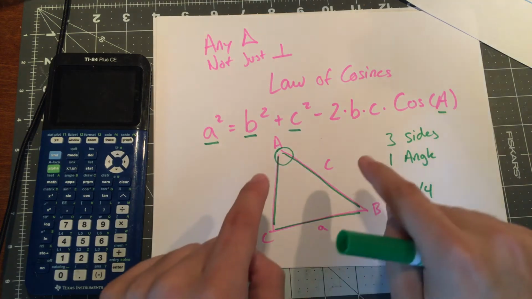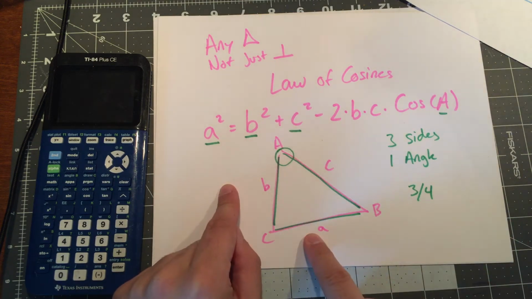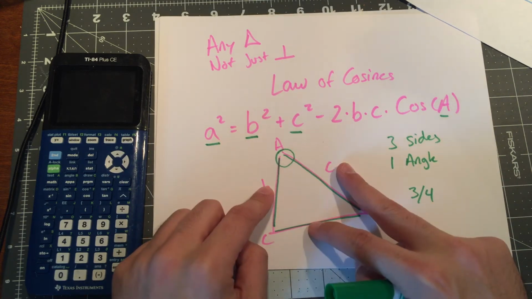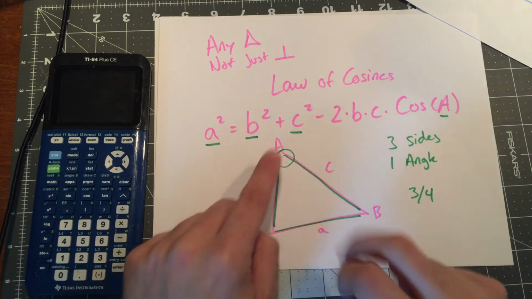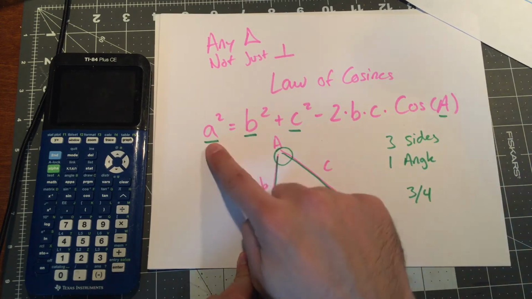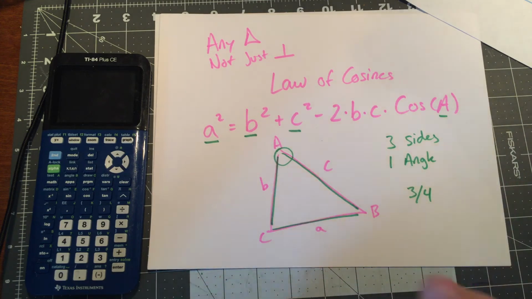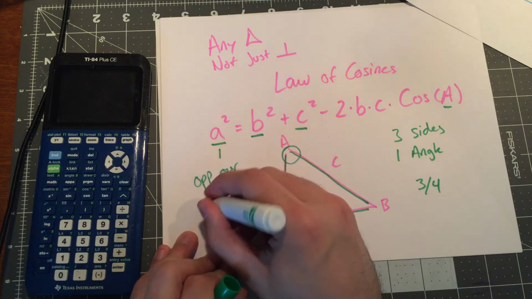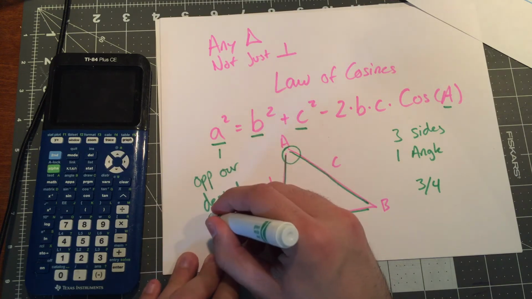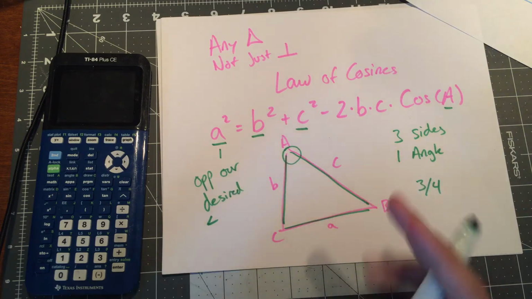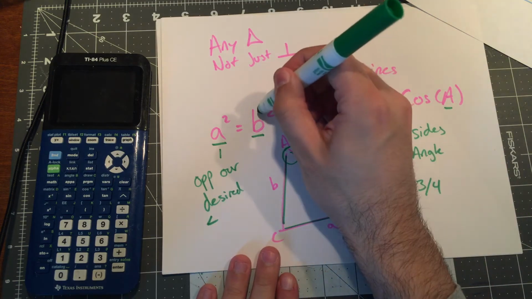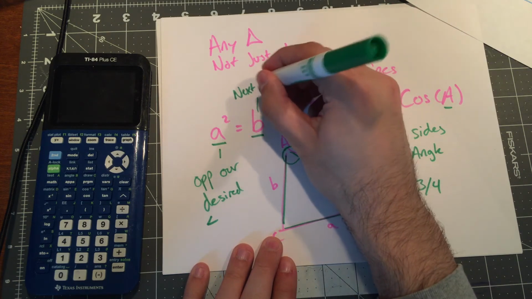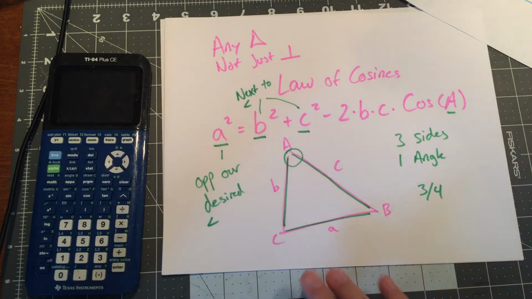So if I have two sides and an angle, I can find the other side. If I have three sides, I can find an angle. A, B, and C are not locked in. The way to think about it is this term right here is opposite our desired angle, while these two, B and C, are next to the desired angle.